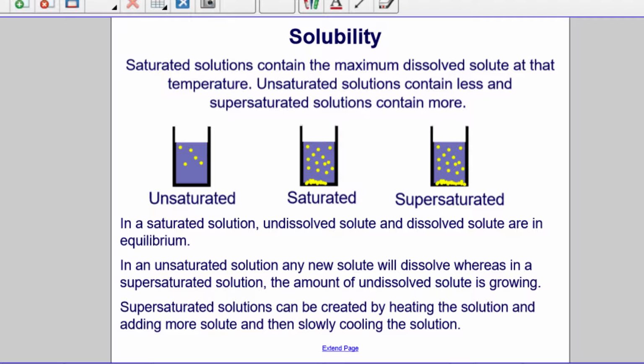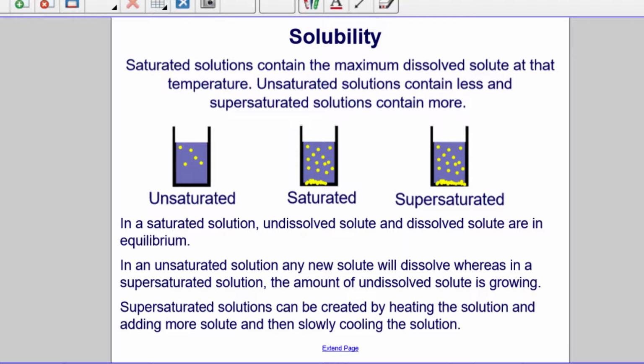The solubility of a solution can also be described qualitatively as unsaturated, saturated, or supersaturated. In a saturated solution, the solution contains the maximum amount of dissolved solute allowed at that temperature. Unsaturated solutions contain less than the maximum solubility at that temperature, and supersaturated solutions contain more. In a saturated solution, undissolved solute and dissolved solute are in a dynamic equilibrium.